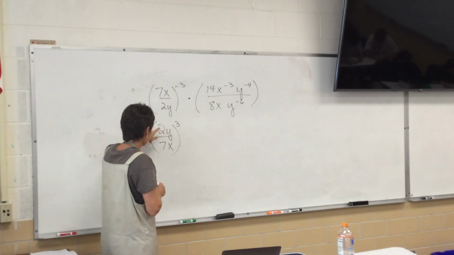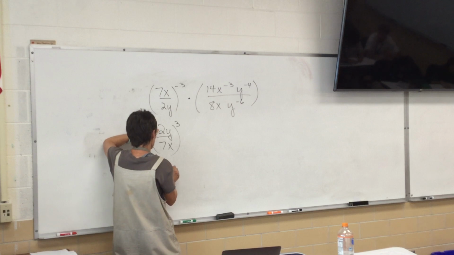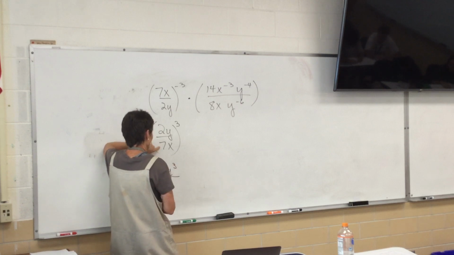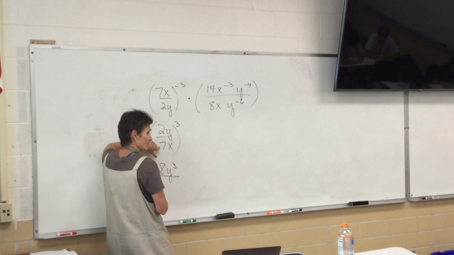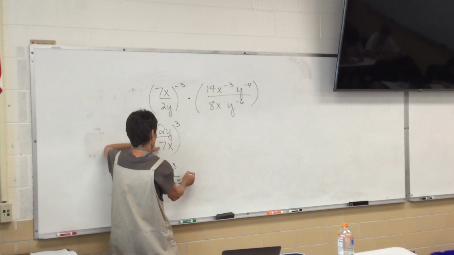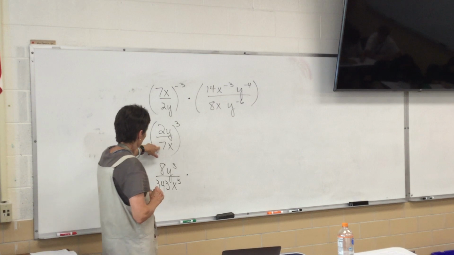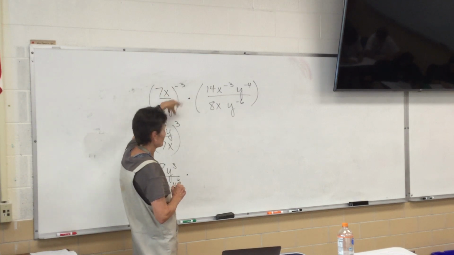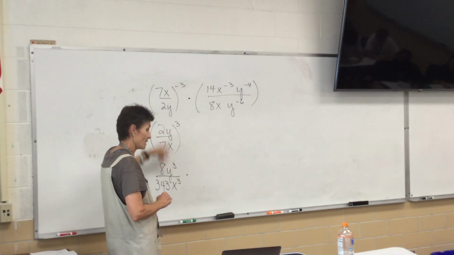So I would have 2y over 7x cubed. And now I can do my cubing, so I'll have 8y cubed. I don't even know what 7 cubed is. Is that 343? 343 x cubed? All right, so he wanted to deal with the first fraction first. Everybody okay with that?